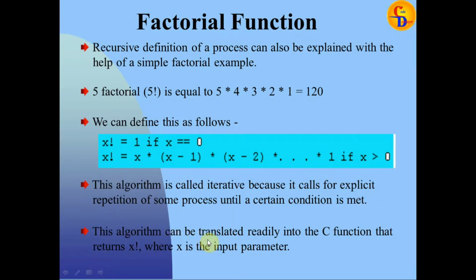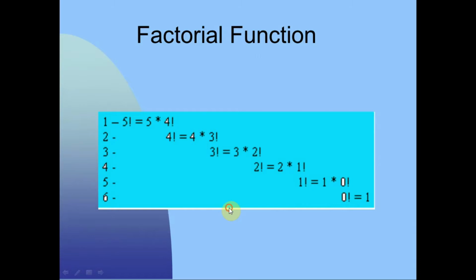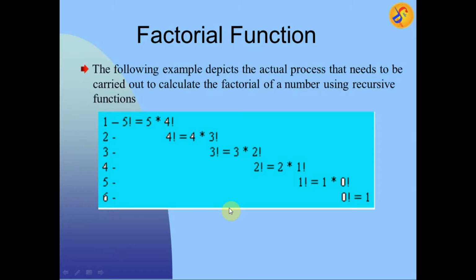This algorithm can be translated readily into a C function that returns x factorial, where x is the input parameter. Factorial function. This is the execution process step by step. The following example represents the actual process that needs to be carried out to calculate the factorial of a number using a recursive function. Step by step: 5 factorial, 5 into 4, then 4 into 3, then 3 into 2, then 2 into 1.